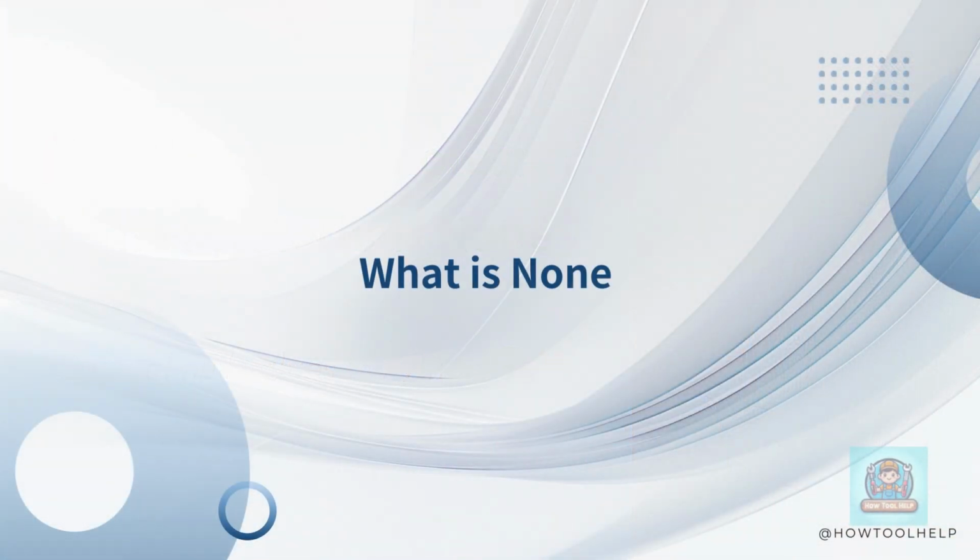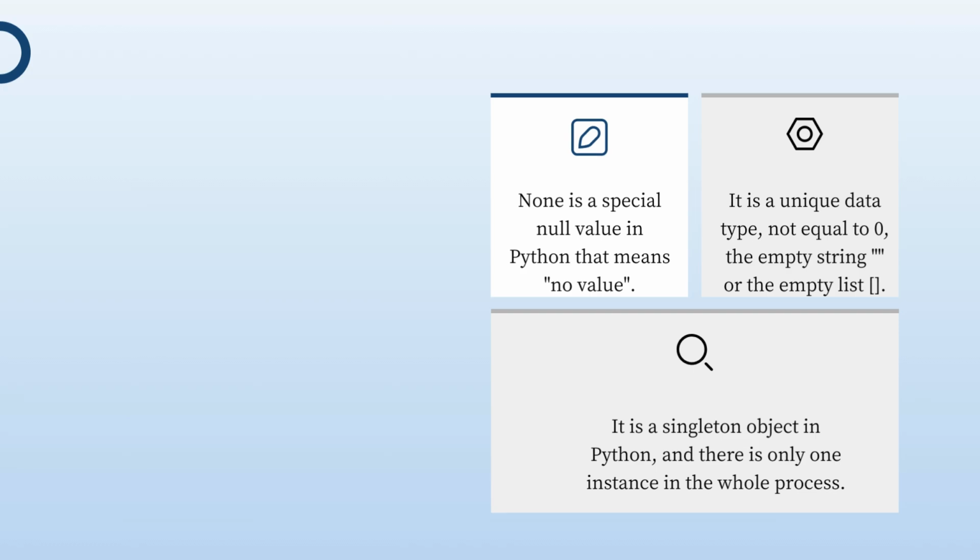What is None? First, let's define what None is. In Python, None is a special data type that represents no value or null value. Its characteristics are as follows. Uniqueness. None is a singleton object in Python, meaning there is only one None instance throughout the entire program's execution. This makes None occupy very little space in memory.